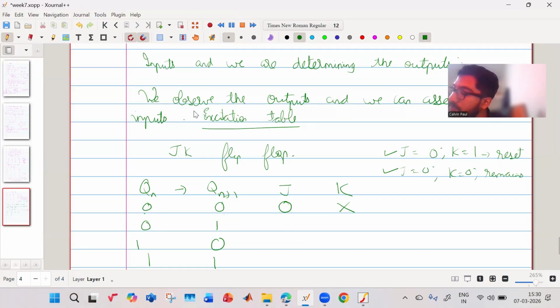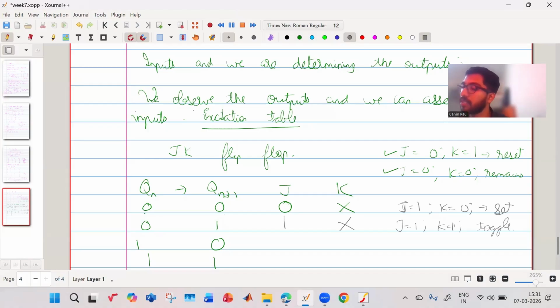Now, what do we have? Qn is 0 and Qn plus 1 is made 1. That means we could have had J equal to 1 and K equal to 0. This would mean you're setting the flip flop, so it is going from 0 to 1. Also, you could have J equal to 1 and K equal to 1. What does this mean? This means you are toggling. It was initially 0, now you're making it 1. You're doing a toggle operation. So what do we assess? J has to be 1, but K could be anything. K could have been 0, K could have been 1.